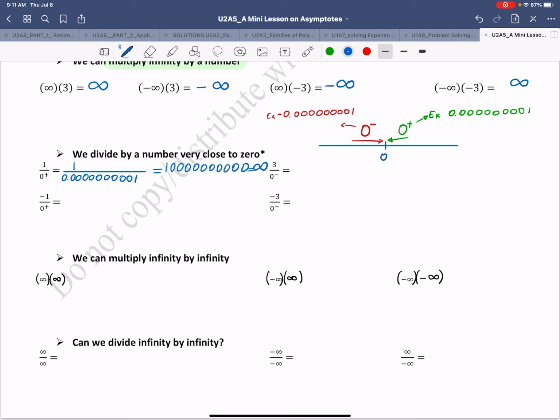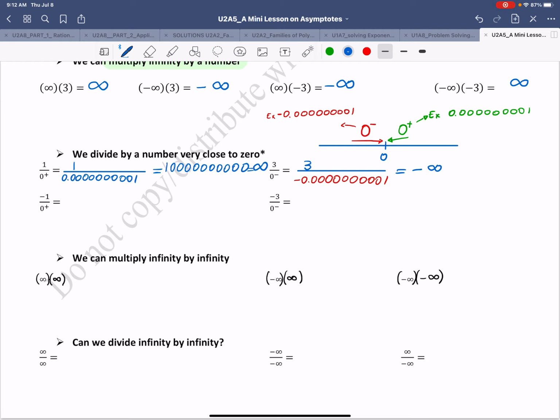Now, in the next exercise, we have 3, a positive number, divided by 0 minus this time. So think about having number 3 in the numerator, and in the denominator we'll have very close to 0, but in the negative. So negative 0.0000. Let me see how many. 4, 5, 6, 7, 8, 9, 10. So the answer in this case will be a negative because we have division of a positive with a negative. So that means that we have negative infinity.